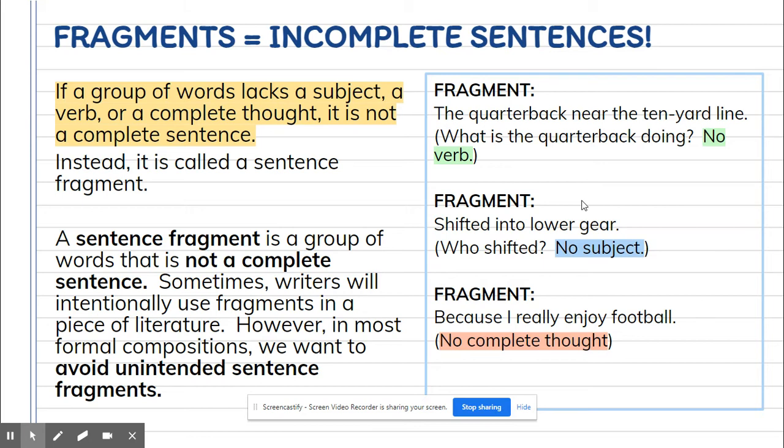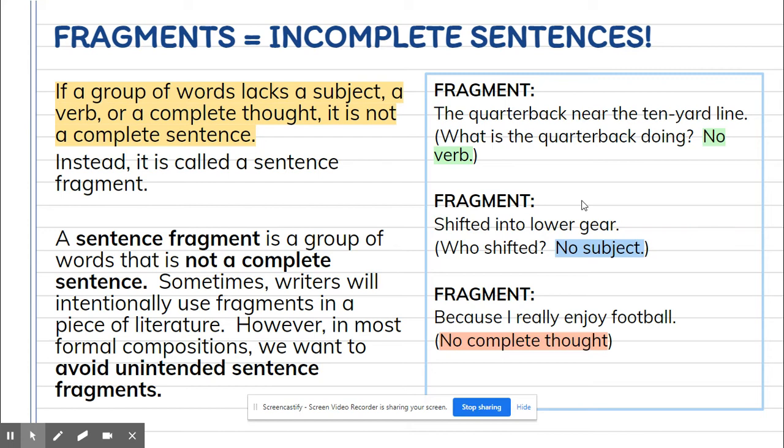All right, fragment number 2, shifted into lower gear. Well, shifted is a verb, that's good. Into lower gear, that's giving us more information about how the shifting happened. But we don't know who or what shifted into lower gear. Maybe if it said Barbara shifted into lower gear, that would make sense, right? She's driving her little Jeep around, she's going down a hill, and she needs to shift into lower gear. That makes sense. But it's missing that information, right? There's no subject there. We don't know who is completing that action.